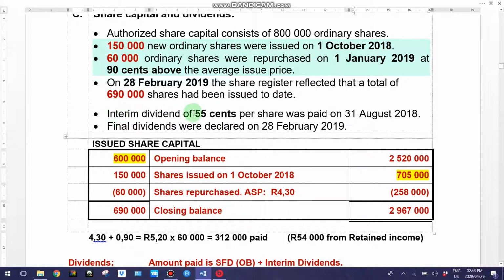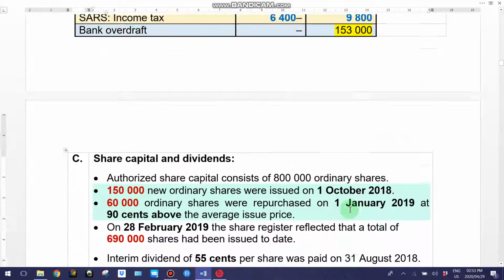Now, they told me that the interim dividends were 55 cents per share, and the final dividend was declared, and they did not give me an amount here. Final dividends declared simply means that they decided that they are going to give shareholders these dividends, but it was not yet paid. So the final dividends will always be an amount that is not yet paid.